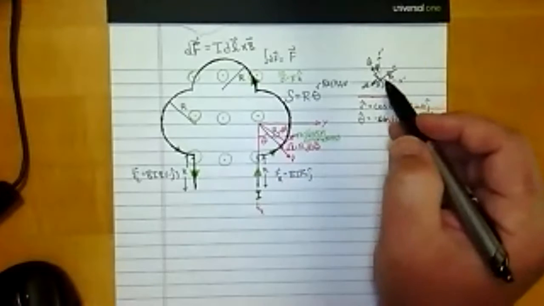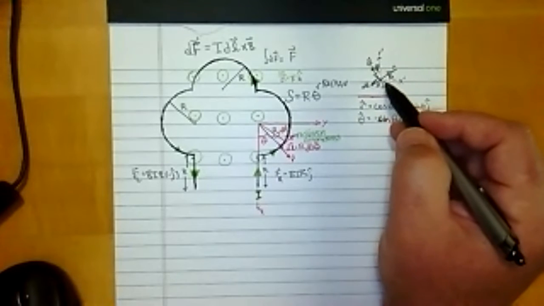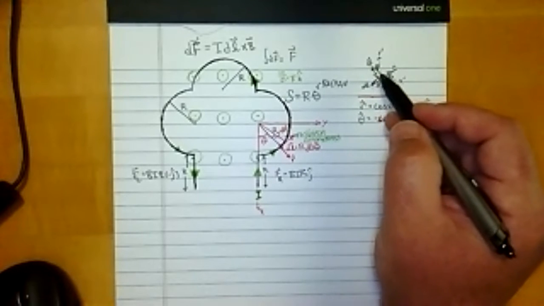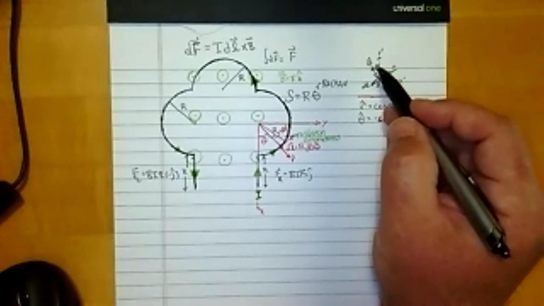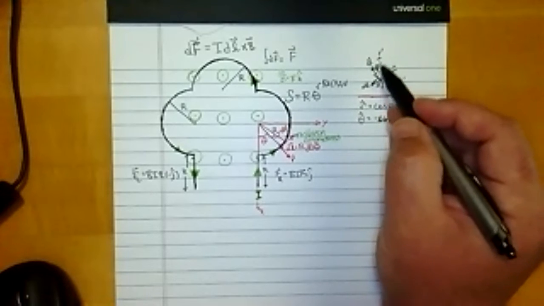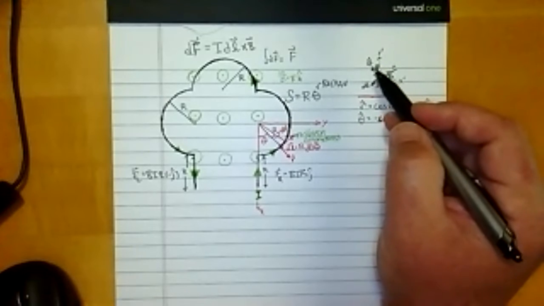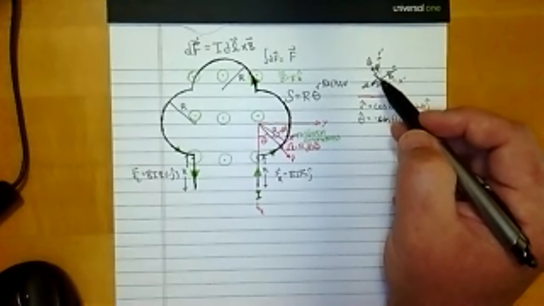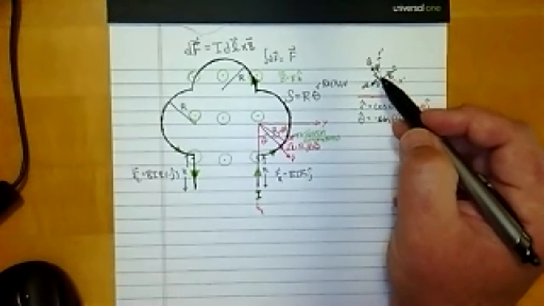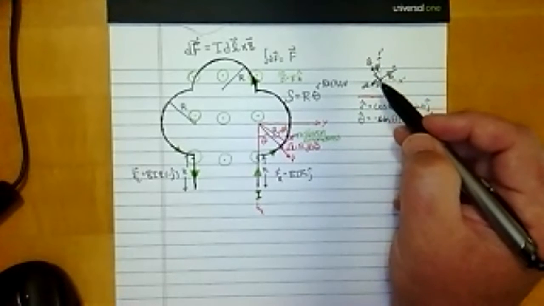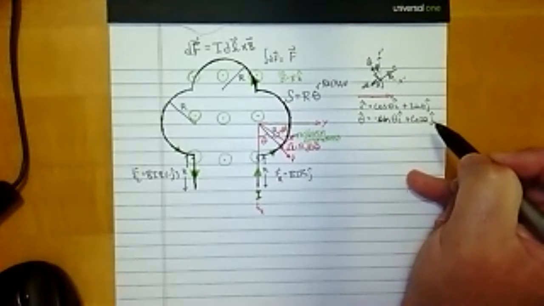Now I can do the same thing working out the theta hat. Notice the theta hat is actually 90 degrees in front of it. So this angle right here between this y prime axis and the theta hat vector is again theta. If I take the cosine this time, I get the actual y component. So cosine theta j hat is one part.